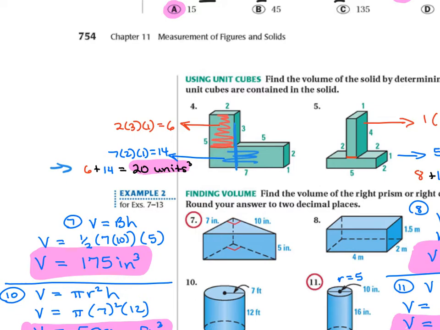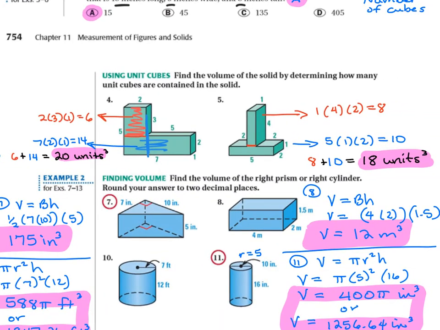The next one looks like an upside down T. So again, I found the volume of this one first. It was 8. And then I found the volume of what looks like the top part of the T, and that was 10. 8 plus 10, 18 units cubed.